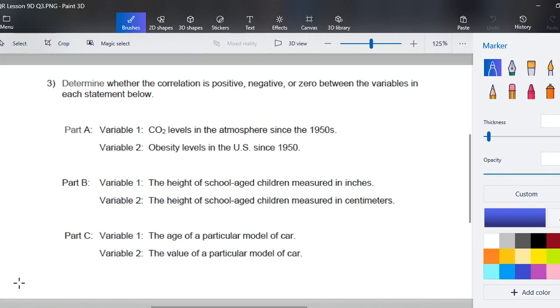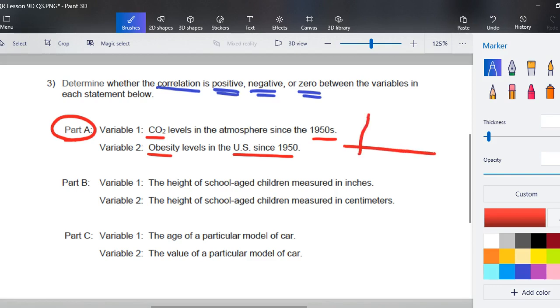Question 3 says, determine whether the correlation would be positive, negative, or 0 between the variables in each of the statements below. Starting with part A, the carbon dioxide levels in the atmosphere since the 1950s and obesity levels in the United States since the 1950s. Write down your thoughts, your opinions. It does seem, though, that the carbon dioxide levels have gone up, and it does seem that obesity has gone up. So with both going up, that would be positive correlation.